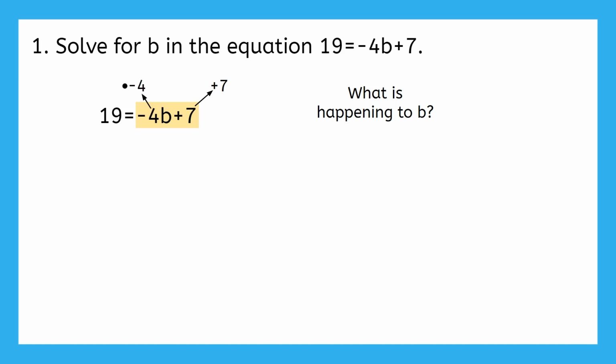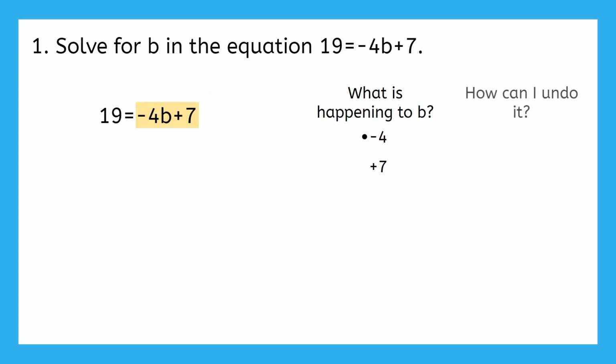But the order is very important. Think about the order of operations. What's happening to b first? The multiplication or the addition? Multiplication comes before addition in the order of operations, so if we order these steps, first b is being multiplied by negative 4, and then 7 is being added to that.